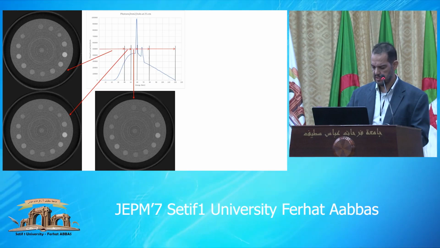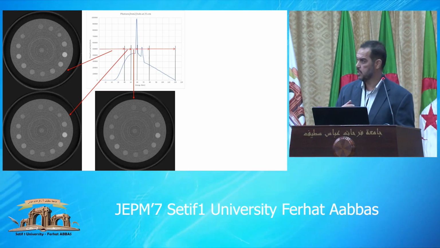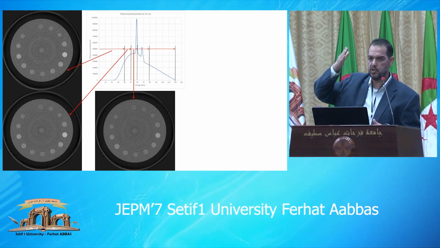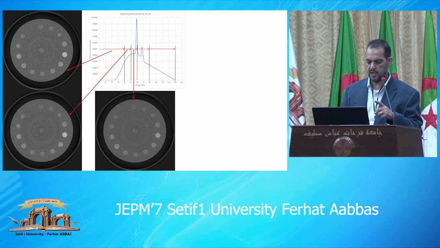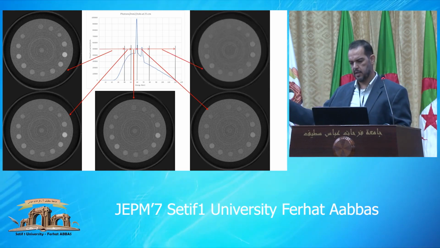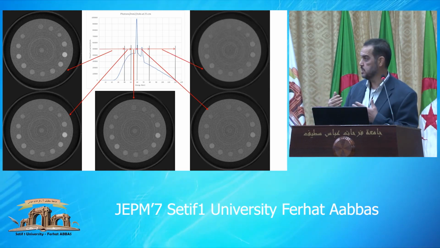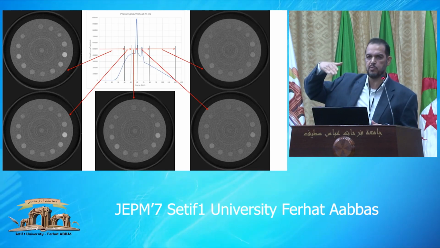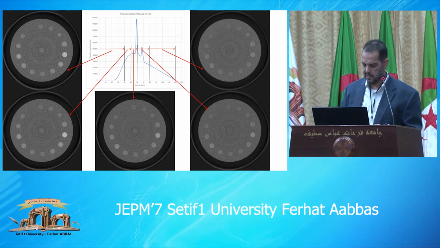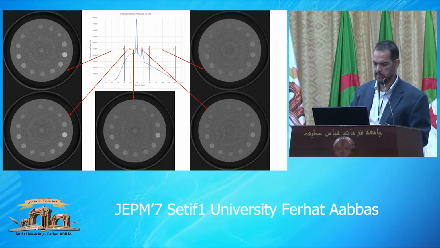You notice that the image in the photoelectric region has much higher contrast, because that's where we have large differences between the attenuation coefficients of different materials. This phantom has different concentrations of iodine, gold, water, and so on. Obviously, as you go higher to the Compton region, the contrast is smaller, because in the Compton region the difference between the attenuation coefficients of the different materials becomes very small. It's almost independent of the atomic number of the material.